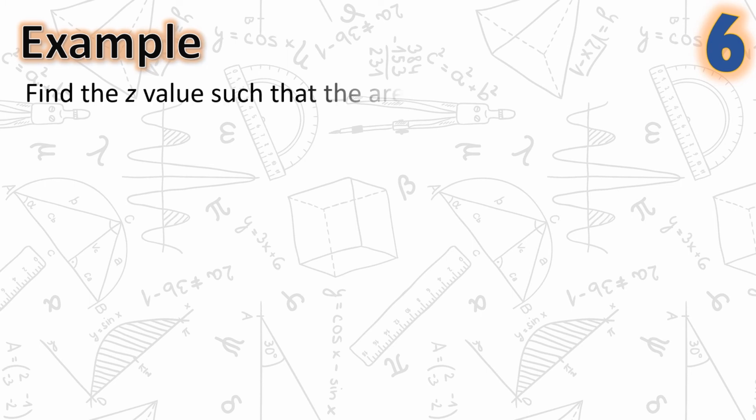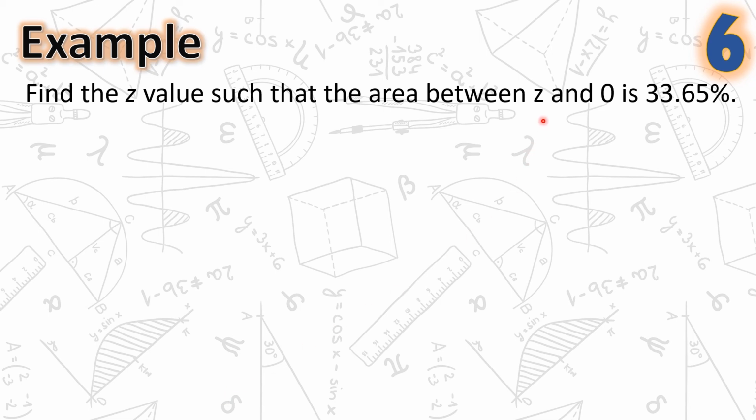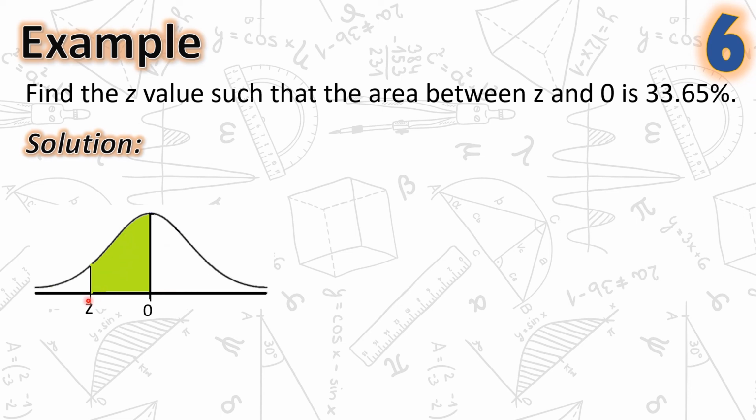Example number 6. Find the z value such that the area between z and 0, so this time, from left to right, we have z and then 0. The area is 33.65%, or we say 33.65% of the area is between z and 0. Now we're looking for the value of z. For our step 1, we draw the figure showing the area between z and 0, and that is 0.3365.